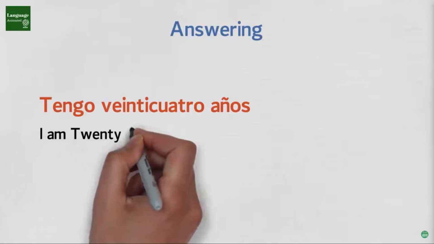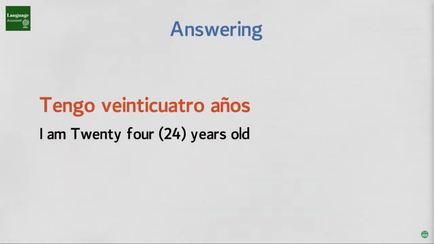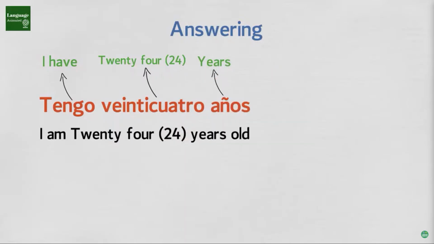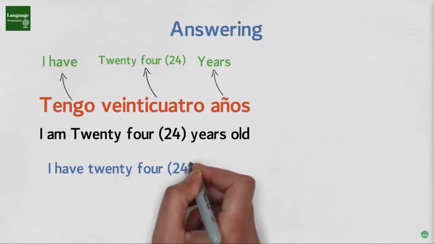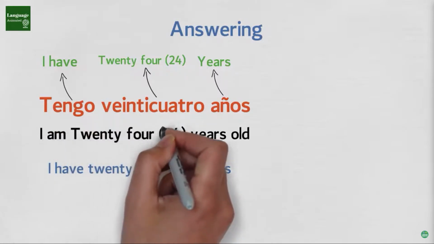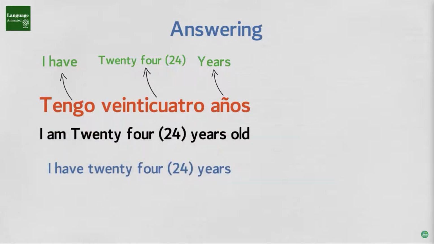También means also and tengo means I have. 24 means 24 and años means years. So actually it means, also I have 24 years, but the correct answer is I am also 24 years old.